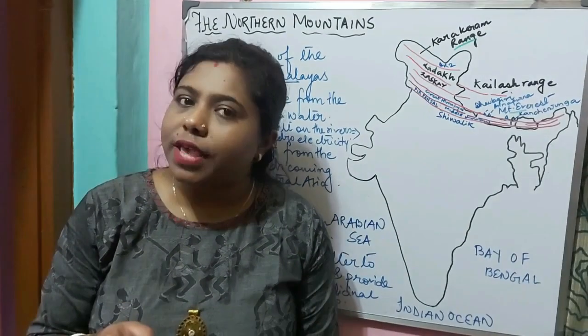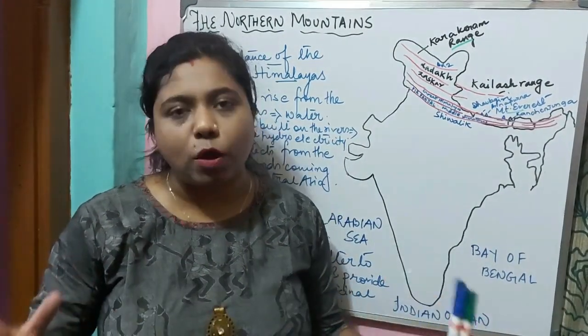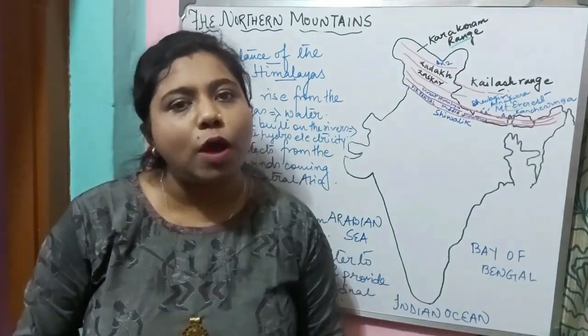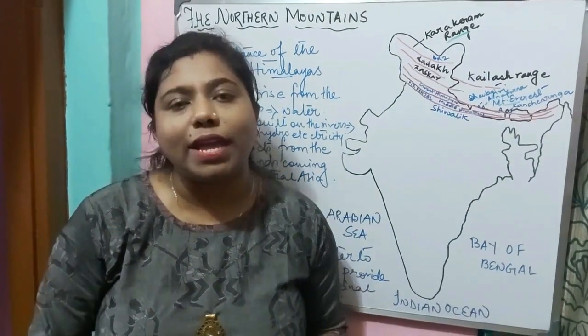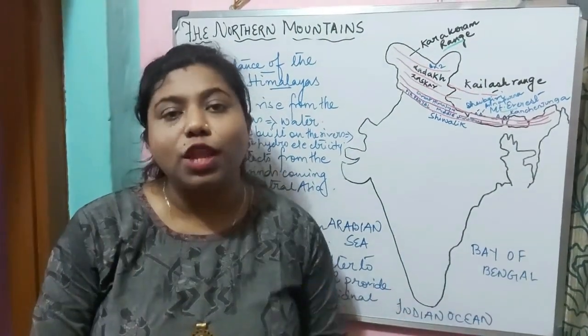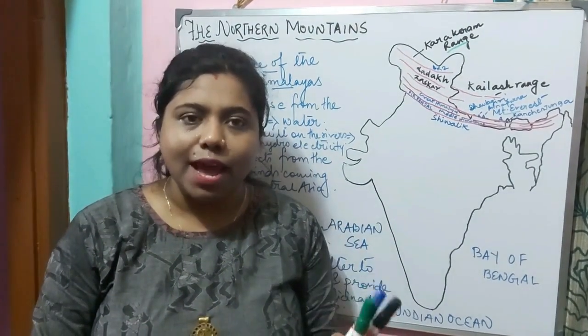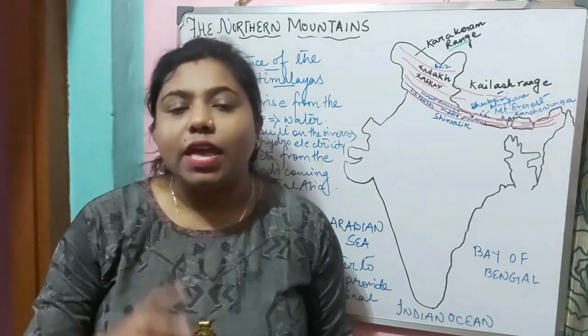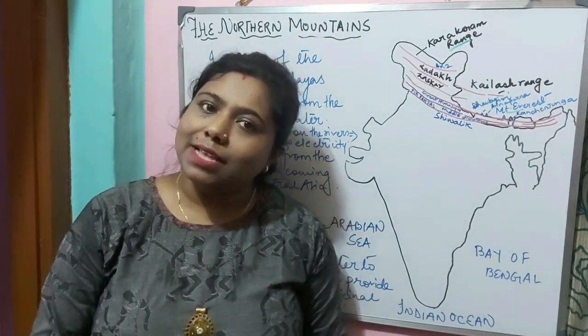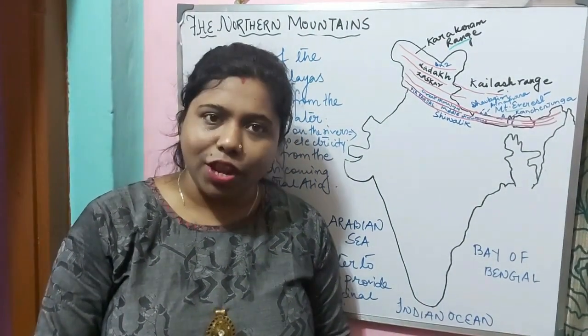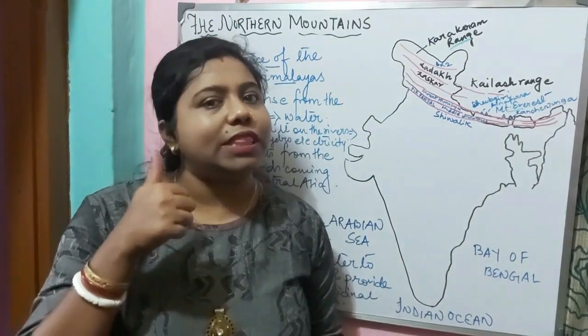So what did we learn today? We learned about the northern mountains, that is the extension of northern mountains, different peaks which are located in the northern mountains, ranges in the northern mountains, the three parallel ranges, the Great Himalayas, the Middle Himalayas and the Shiwaliks, and the importance of Himalayas.